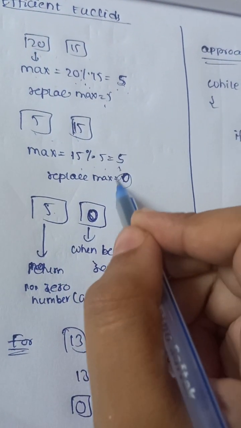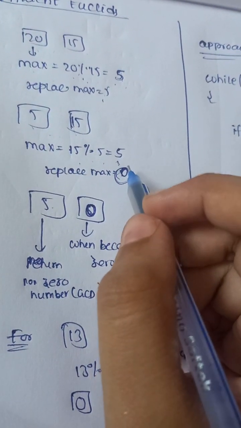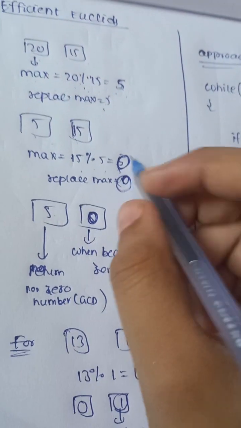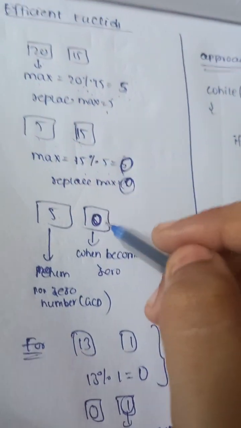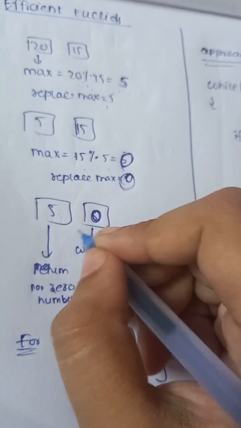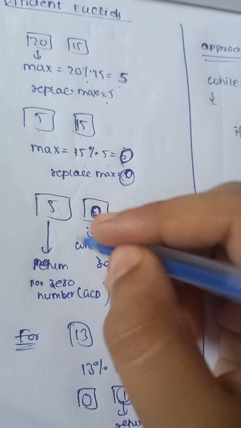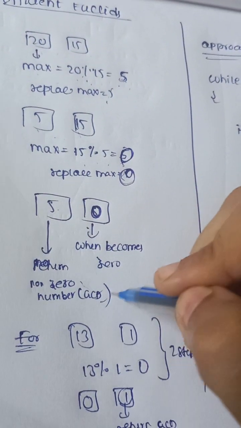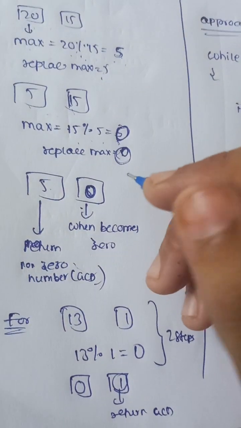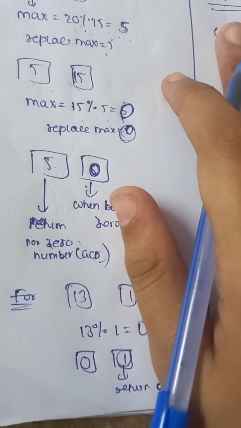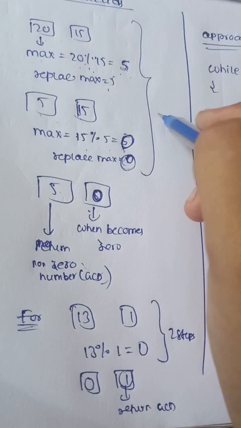So here the remainder becomes 0. 15 % 5 is equal to 0, so replace the max with 0. When any one of the values becomes 0, terminate the loop and return the non-zero number. So return the GCD, which is the non-zero number. So why is it efficient? Let me see. It will also take 3 steps.